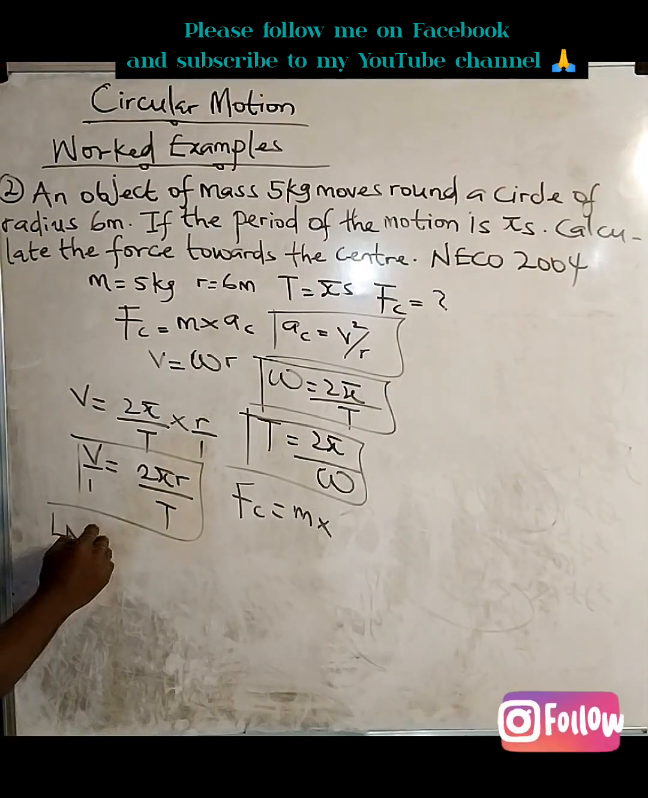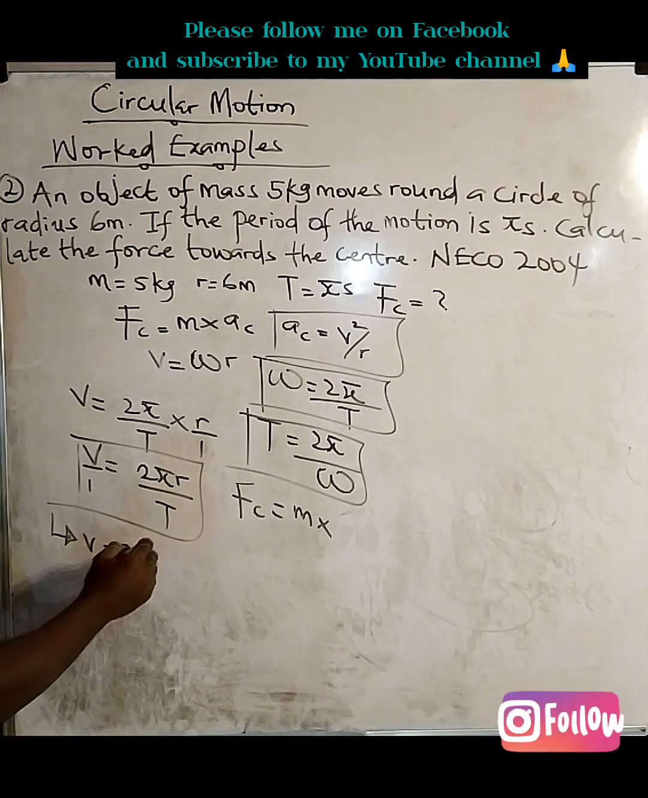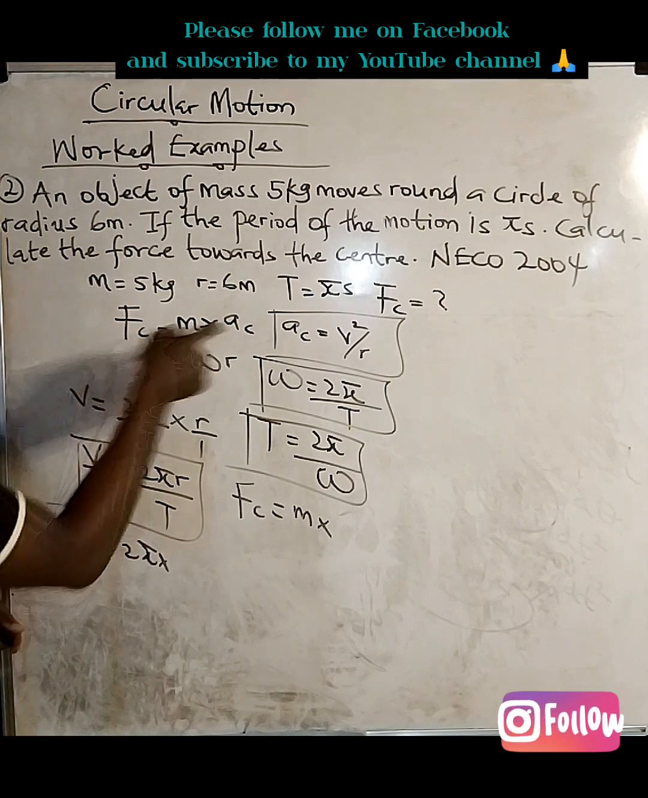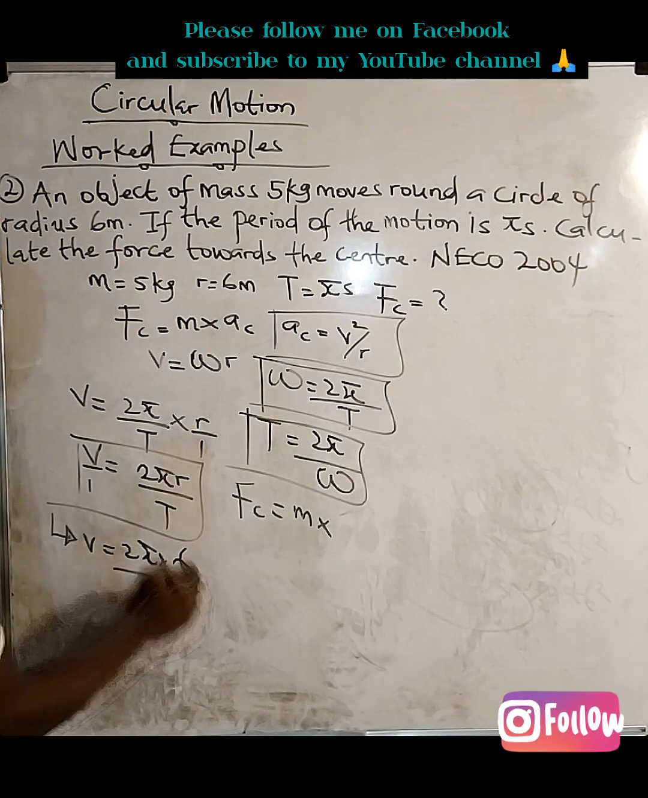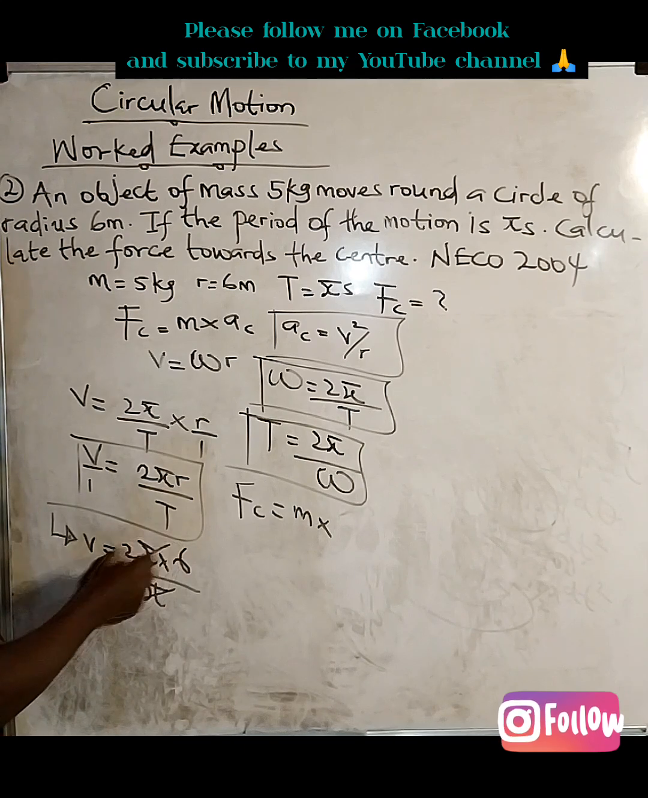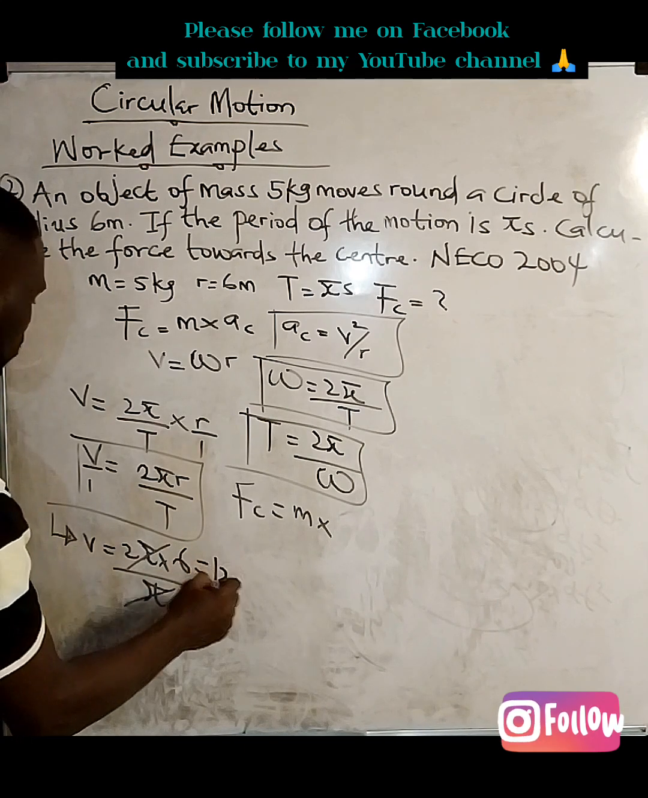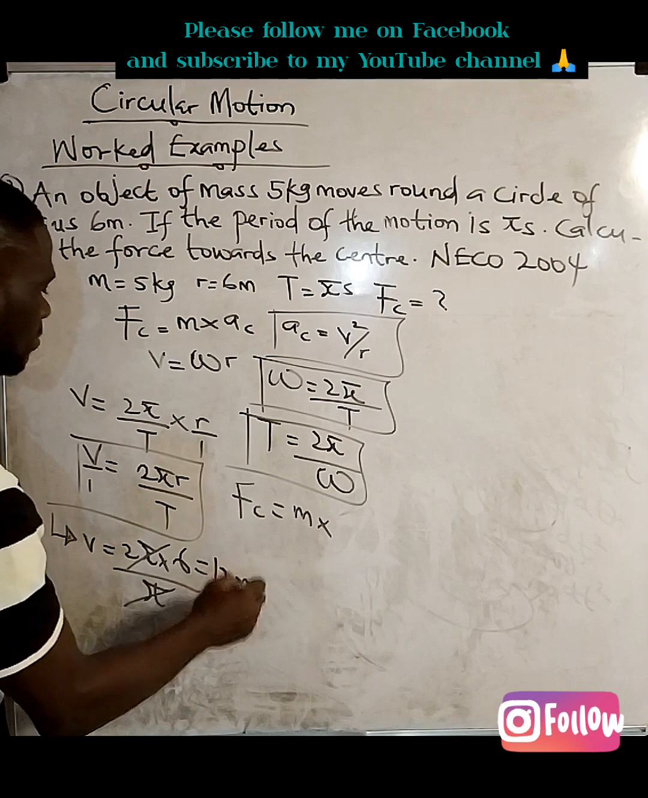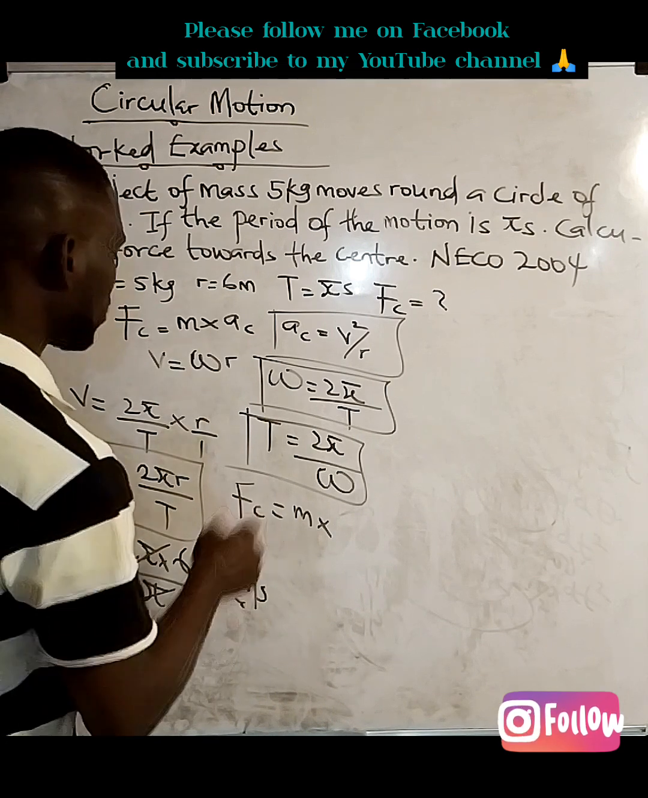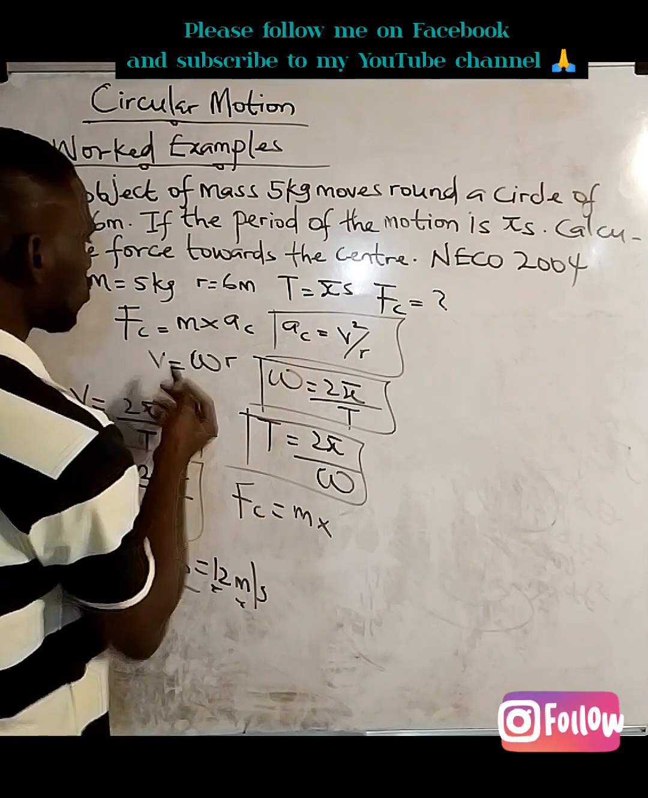Let's get the velocity first. What's the velocity? 2 pi times the radius, which is 6, over the period. What's the period? The period is also pi seconds. So pi cancels pi. 2 times 6 is 12. So the velocity is 12 meters per second. So if velocity is 12 meters per second, what do we have?